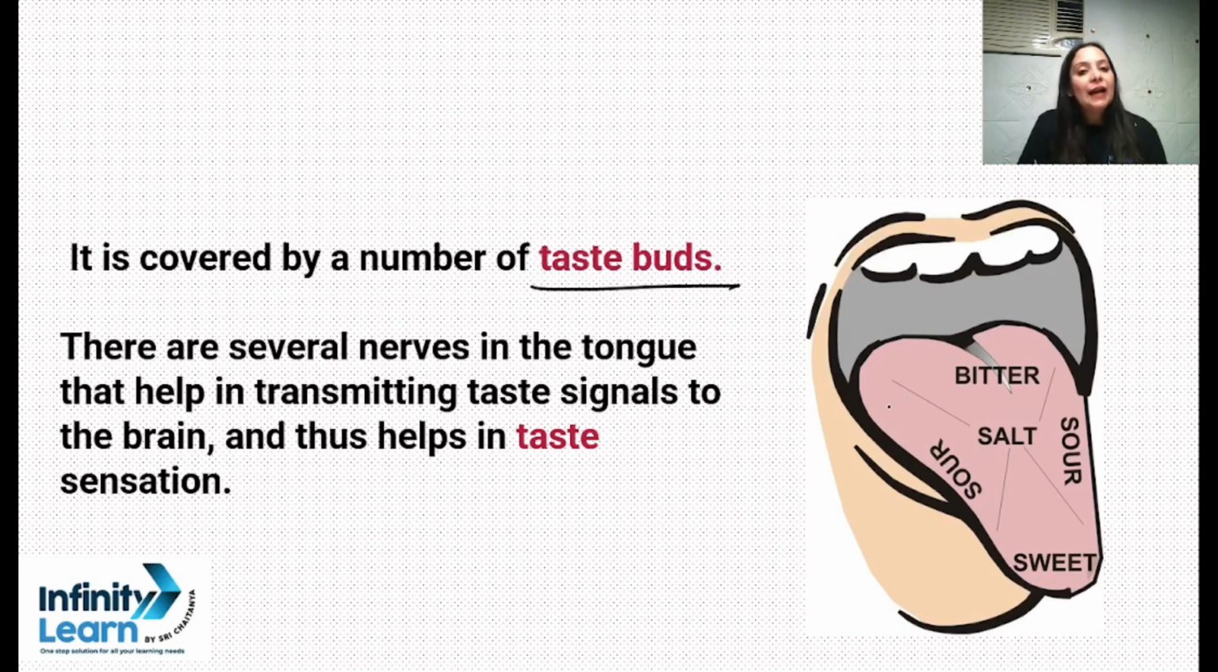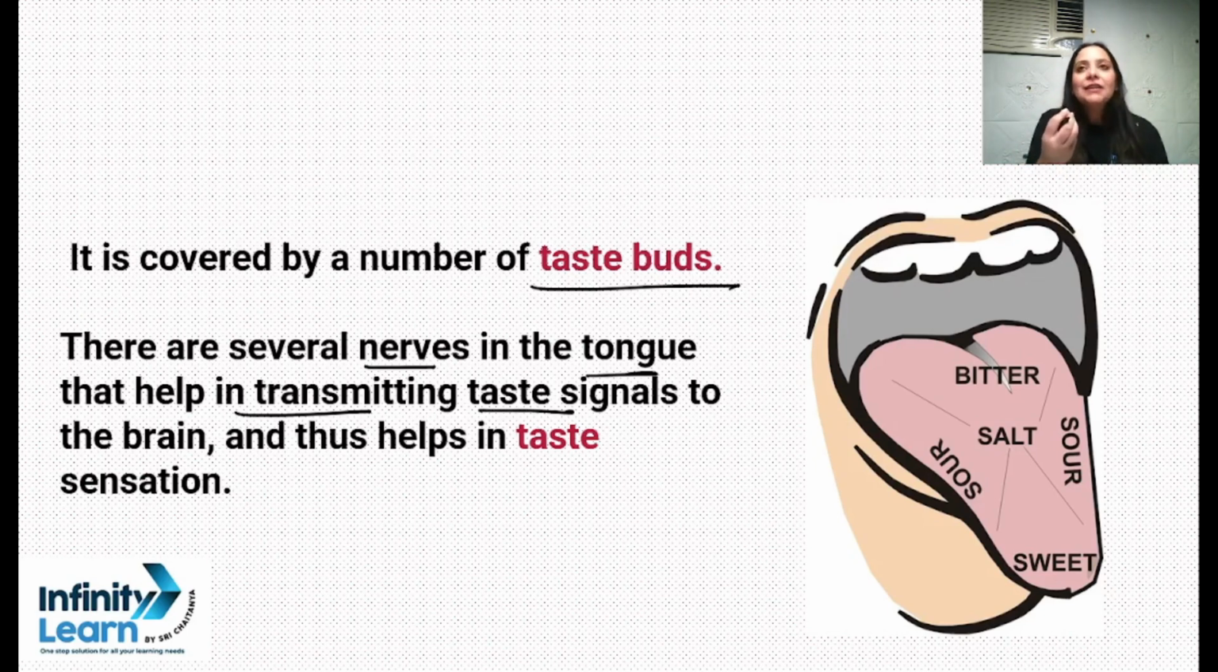We know that the tongue is a sensory organ and it produces the sensation of taste. Now how does it produce the sense of taste? Because it has taste buds over its surface. There are also several nerves in the tongue that help in transmitting the taste signals.